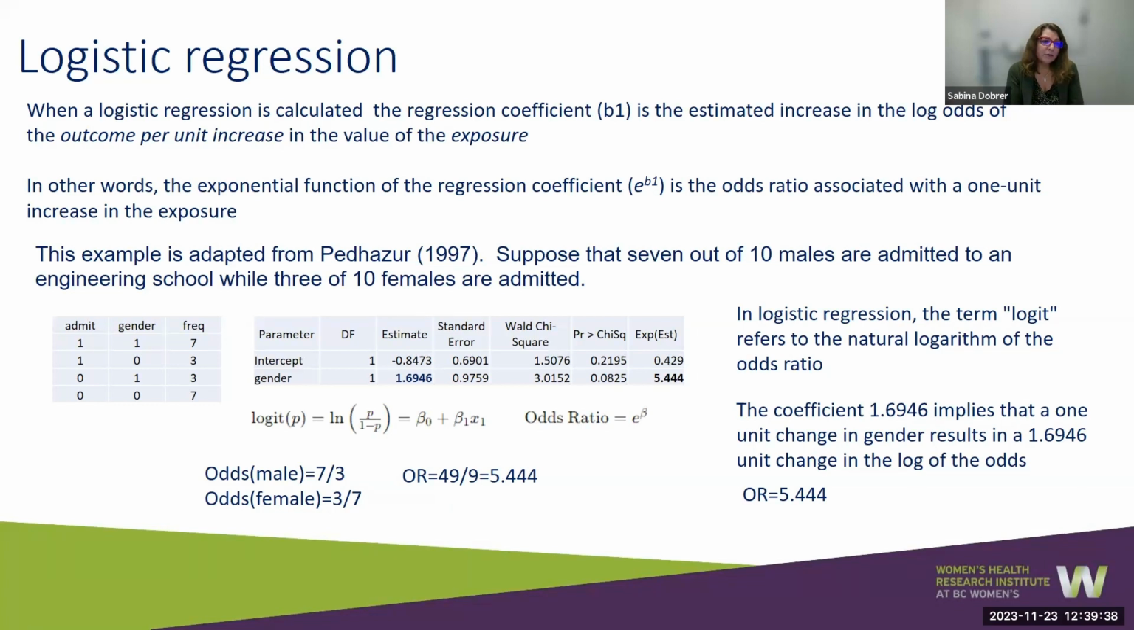And the example I got from the internet is adapted from a Petersen 97 paper. And they say, suppose that, and it's really old, now it's probably the difference between female and male will be different, and we will present results in a different way. But suppose that 7 out of 10 males are admitted to engineering school, while only 3 out of 10 females are admitted. Yes, and we want to calculate the odds of admission by sex.